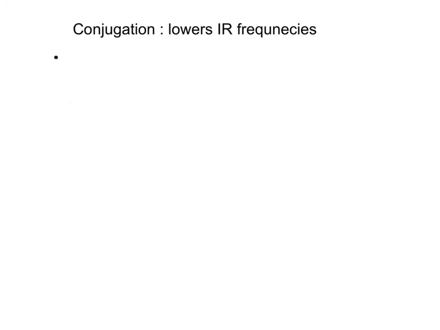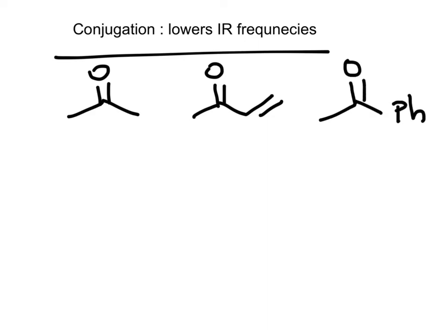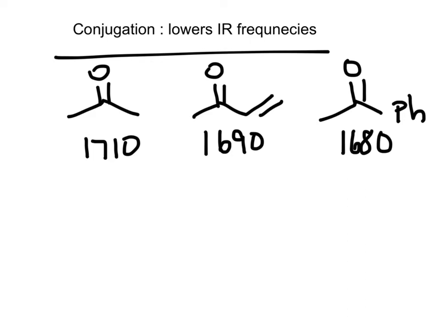So there it is. Conjugation lowers IR frequency. When we take a look at the various functional groups that are put on the ketone, as we said, 1710 is your standard, but once you start putting some pi systems in there, we lower further and further. Okay, so keep that in mind. If you see a conjugated system, it will lower the IR frequency.